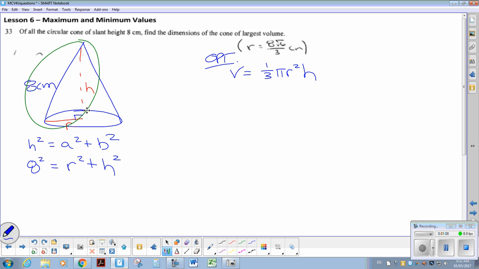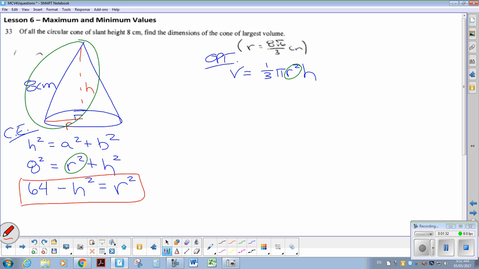Now at this point, I'm deciding, do I want to get rid of the r or the h? When I look at the optimization equation, I see there's an r squared. In my constraint equation, I see there's an r squared. So I'm going to isolate for r squared because that's probably going to be my easiest substitution. So 8 squared is 64 minus h squared equals r squared. So there is my constraint equation, and that's what I'm going to throw into my volume equation. Volume equals 1/3 pi, r squared is going to be 64 minus h squared, times h.